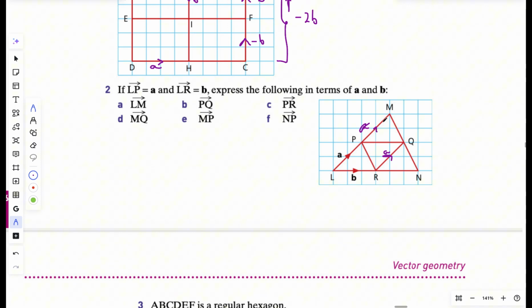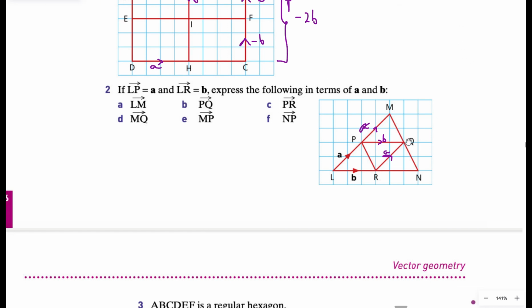If you're moving here, it's also B. But if you're moving from here to here, it's minus B. If you're moving downwards, this way, it will be minus A. Is that okay? So that's it for that.